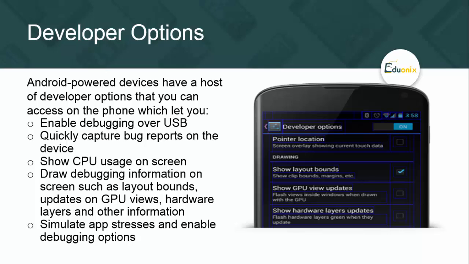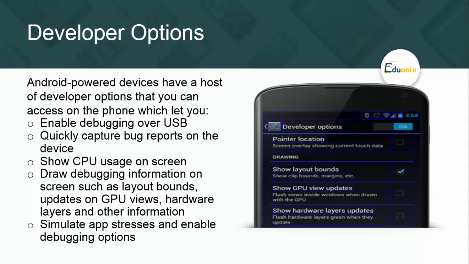Devices running Android version 4.0 or above will have the developer options feature hidden by default. In the settings, there is an option to enable developer options. Once you enable it, you can select the various tools to help in debugging and optimizing your app.